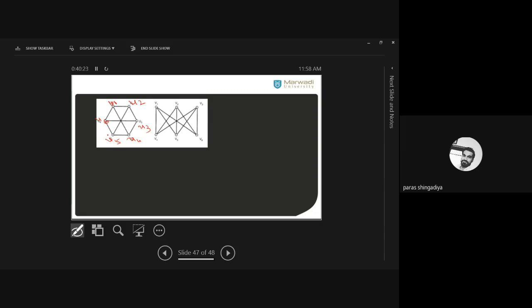U2, U4, U6. Where is U1 connected? U1 is connected with U2, connected with U4, and connected with U6. So here U1 is connected with these three vertices. So that should be the image of U2, U4 and U6. Clear? And let us consider here that is U1 dash, and let us say it is U2 dash, U4 dash and U6 dash. Clear? U2, U4, U6.